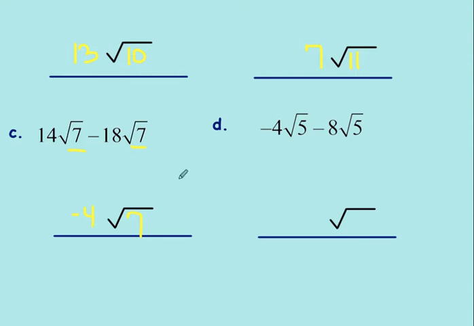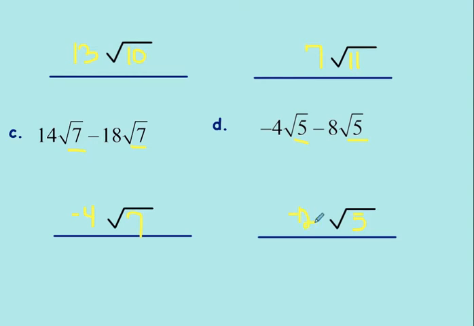Okay. Last one before we go to another example. We got the radical 5s. Try it in your head really quick and see if you can get it quicker than I write it down. And you should get the radical 5 since that's a common, not common denominator, I apologize, common radical. And negative 4 and negative 8 gives you a negative 12.